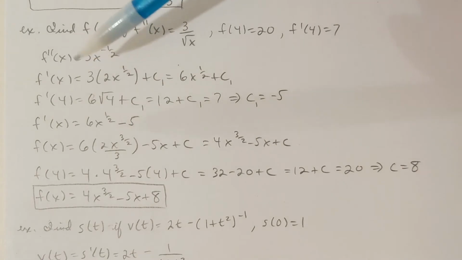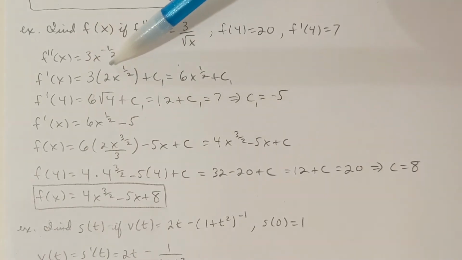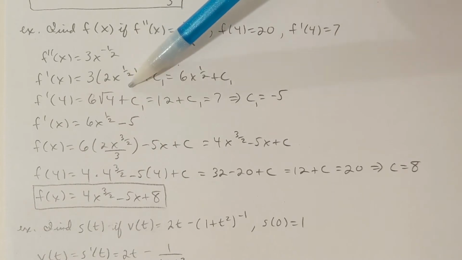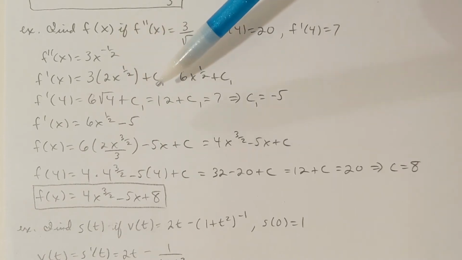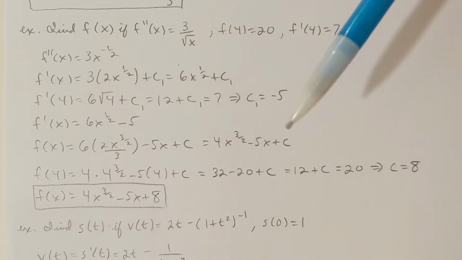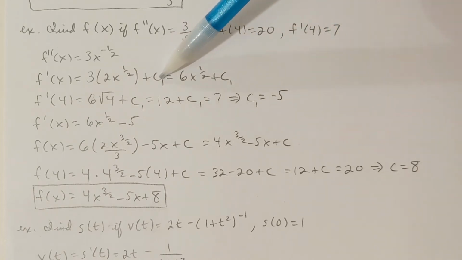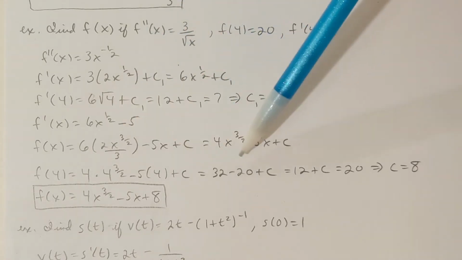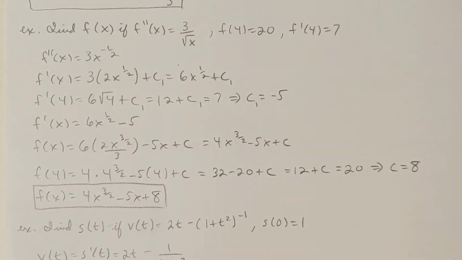So f prime of x would be 3 times x to the 1/2 power divided by 1/2. That's the same as multiplying by 2. And then plus a constant. I'm going to call this constant C1 just because there's going to be another constant that I'll be getting when I find f of x.